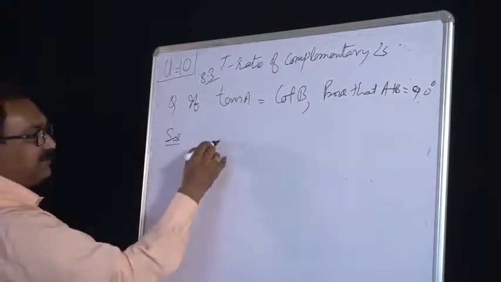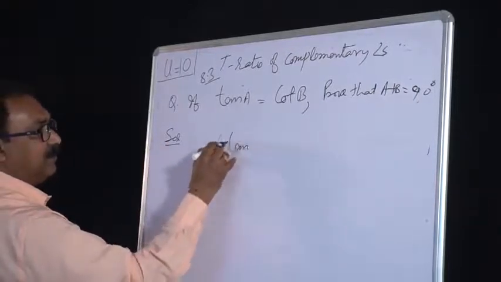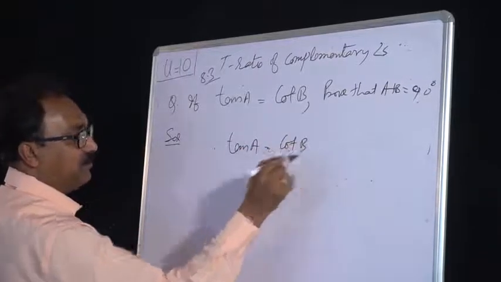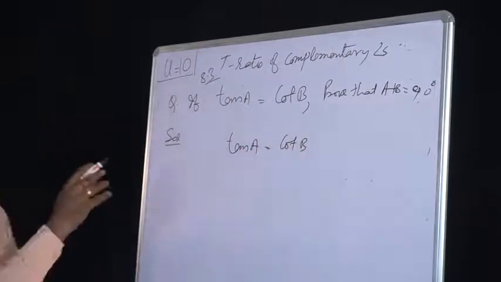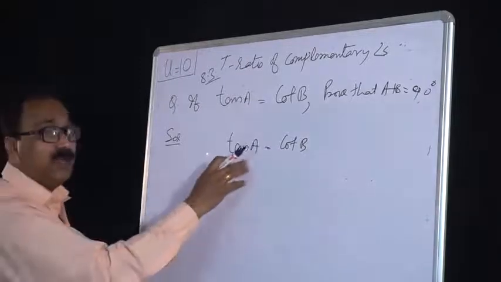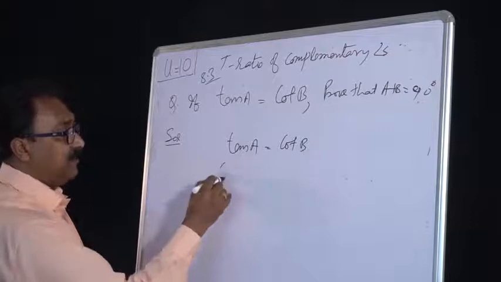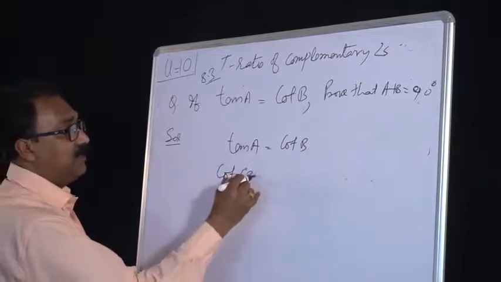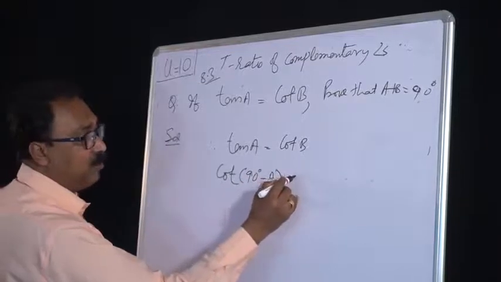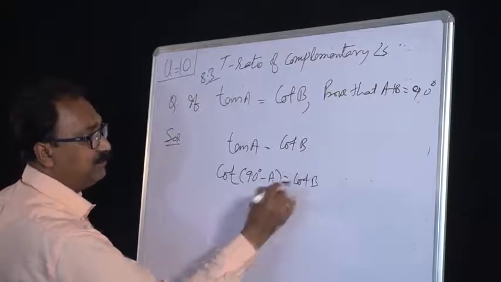We consider tan A is equal to cot B. What do you do in the last part? Here we don't know A and B values, so we can apply the formula directly. What I told you, tan theta is what? Cot of 90 minus theta. So tan A equals cot 90 minus A, which equals cot B.